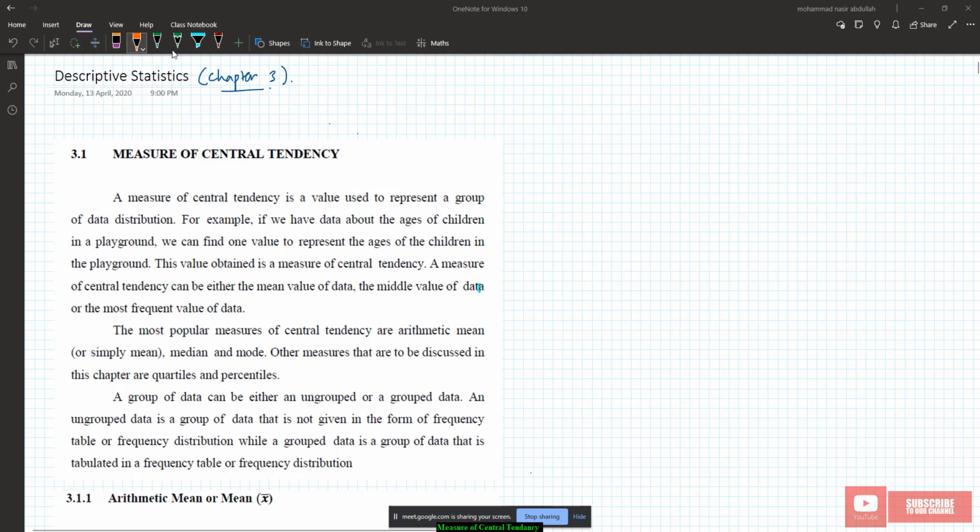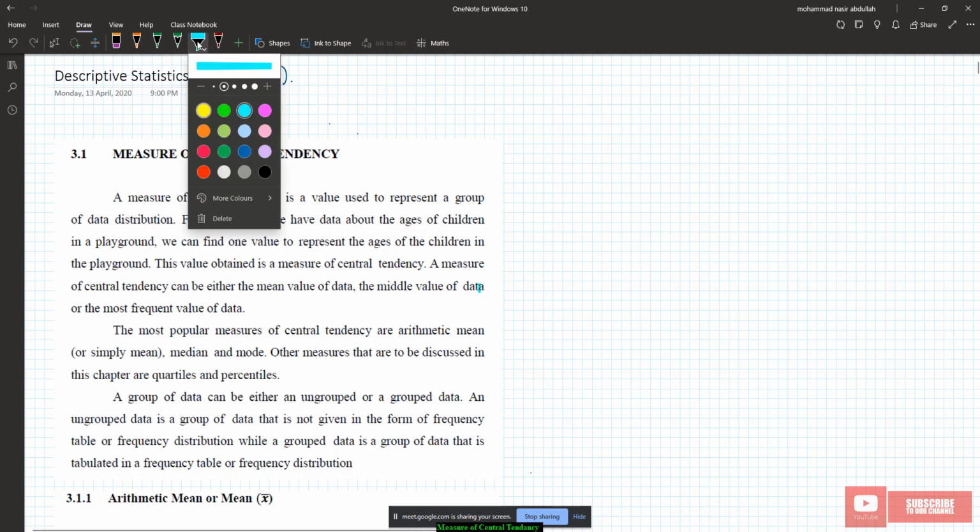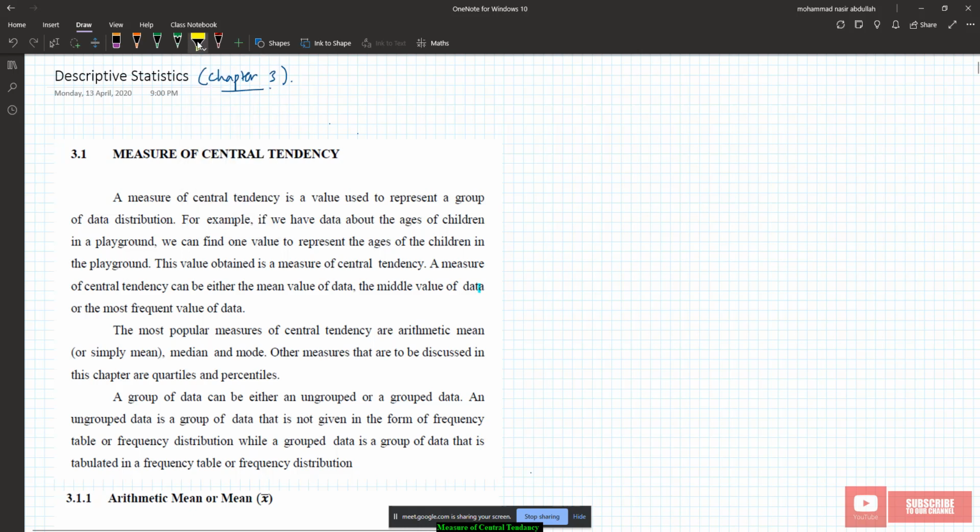So now let's look at the definition of measure of central tendency. Measure of central tendency is a value used to represent a group of data distribution. For example, if you have data about the age of children in a playground, we can find one value to represent all the ages of the children in the playground. So this value is called a measure of central tendency.